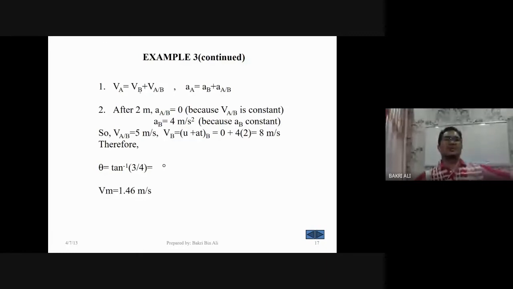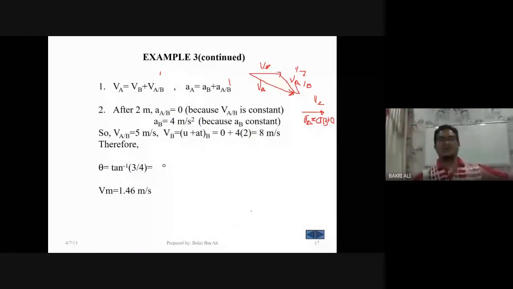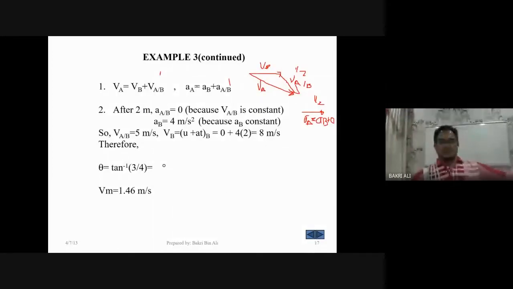Okay, so the kinematic analysis is simple. VA equal to VB plus VA/B. So this is the velocity of A. And AA equal to AB plus AA/B. After 2 meters, find the velocity of A and B. Of course, the acceleration given, AB, is constant and AA/B is also constant, even though it is 0.